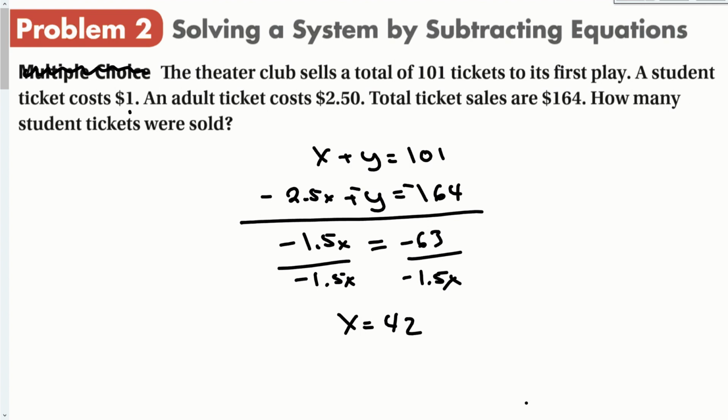Okay? That is the number of adult tickets. I want the student tickets. We could have, if we wanted to, solve this with substitution. But I wanted to show you that we can put these together even though they're not opposite. Okay. So now again, plug this back in. That 42 plus x is 101. Subtract 42 from both sides. Sorry, not x. Y. Subtract 42 from both sides, and we get that y is equal to 59. Okay.